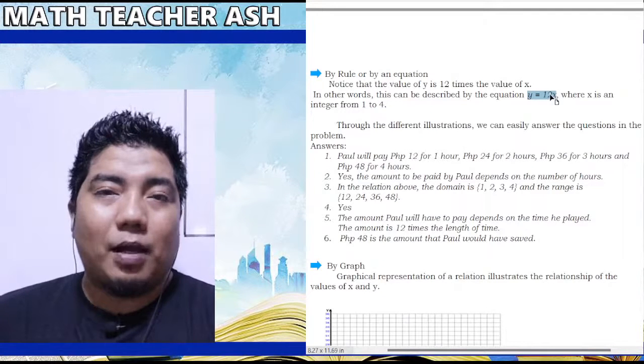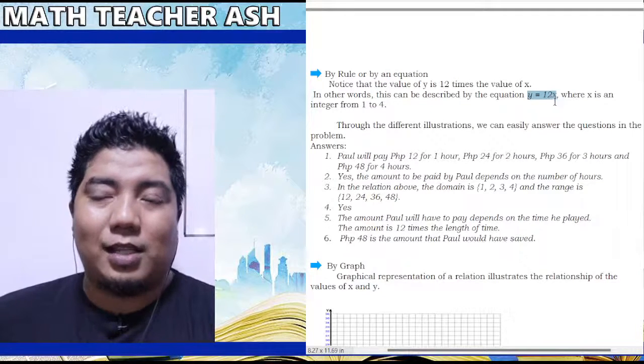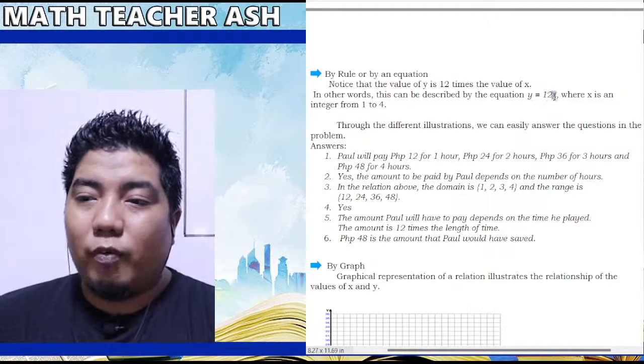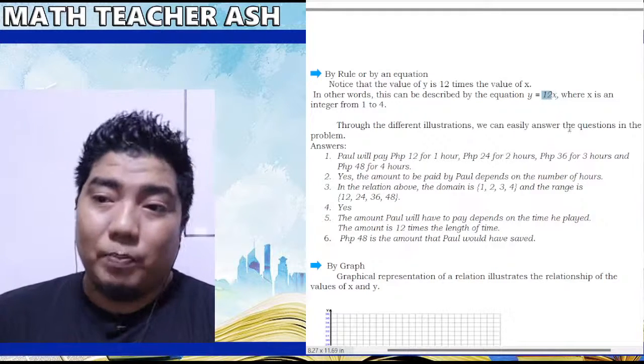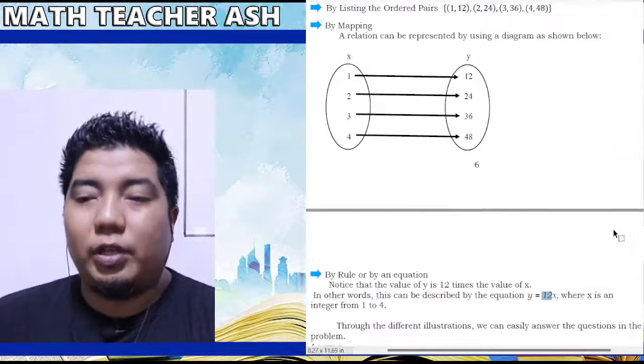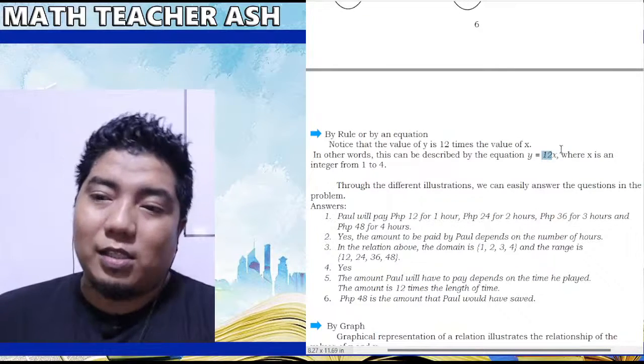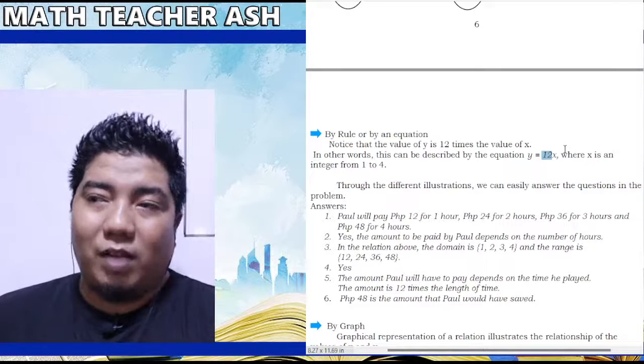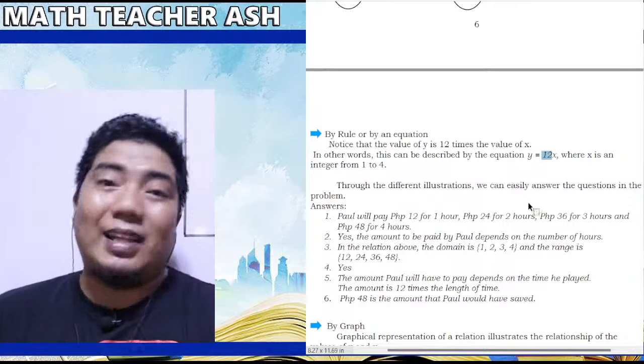So every time maglalagay tayo ng ilang oras, let's say 4 hours, so 4 times 12, that is 48. Tama? And yun nga ang babayaran niya dito, 4, naging 48. So the equation itself is 12x. So 12 times the number of hours. So that is the rule.